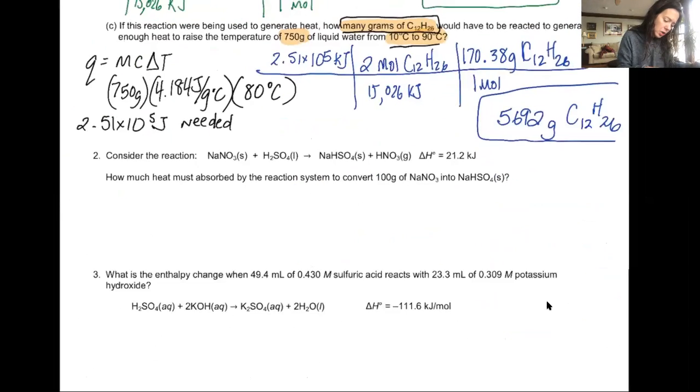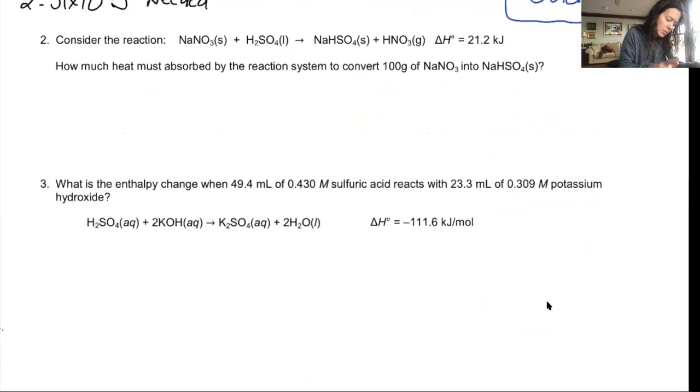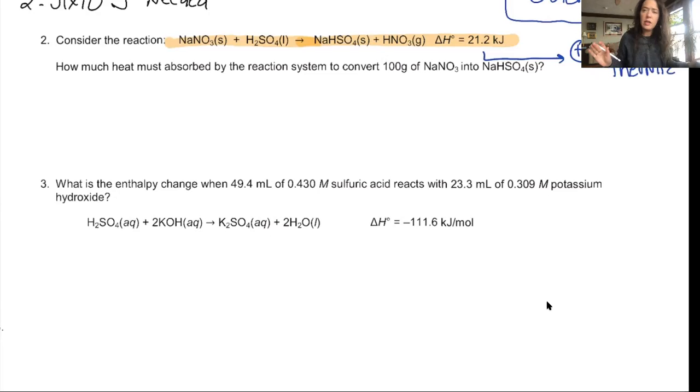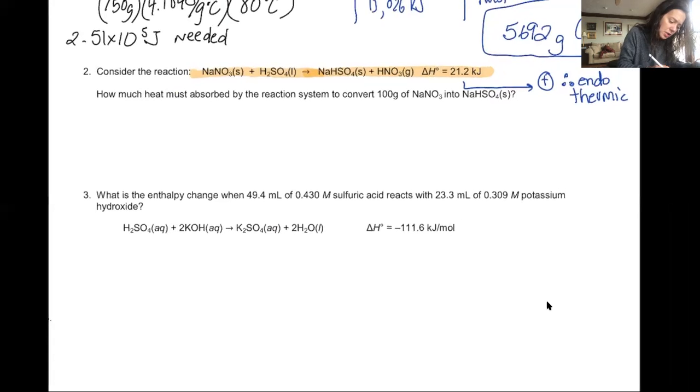Okay. Let's look at our next reaction. I've got sodium nitrate reacting with sulfuric acid, producing sodium hydrogen sulfate and nitric acid. This time our delta H is written in this form. It is positive. Therefore, this is endothermic. And in order for this reaction to occur, heat goes into the system. How much heat must be absorbed by the reaction system to convert 100 grams of sodium nitrate into NaHSO4?